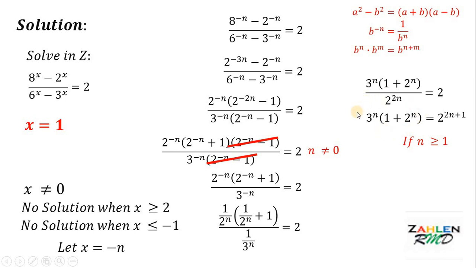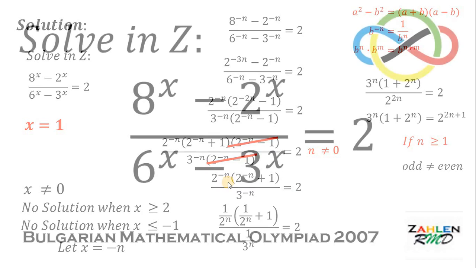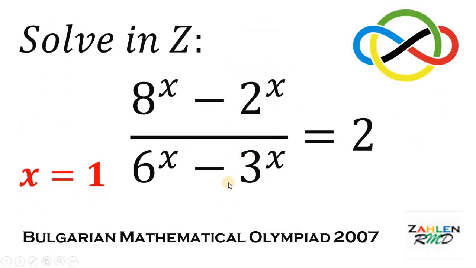Notice that the left-hand side is always an odd number and the right-hand side is always an even number. It follows that if we try any values of n greater than or equal to 1, the left-hand side is always an odd number and the right-hand side is always an even number. Therefore, an odd number cannot be equal to an even number. What does it mean? It follows that we don't have any solution when x is less than or equal to negative 1. Therefore, the only solution to our question is simply x equals 1. And we're done.